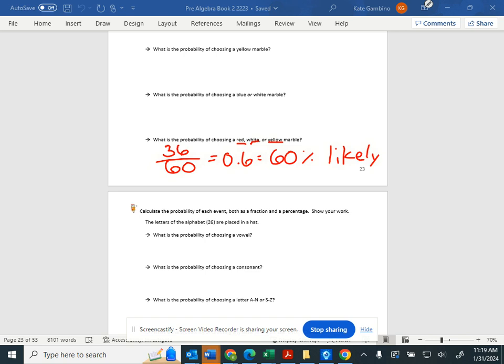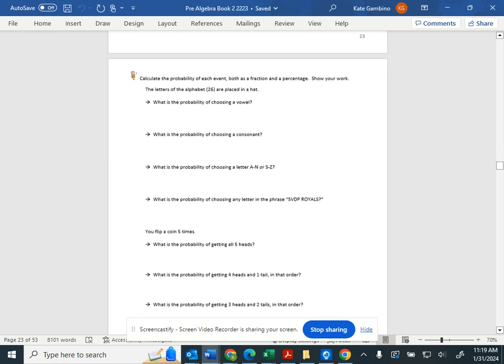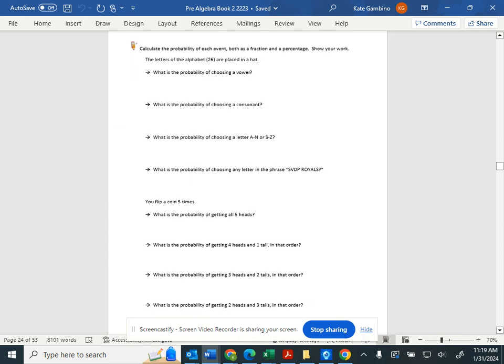So, using the marbles, it's a little bit easier, but we can do probabilities using other things. So, calculate the probability of each event, both as a fraction and a percentage. Show your work. It doesn't say it, but put likely or not likely. For the first one, it's just about, does it include Y?